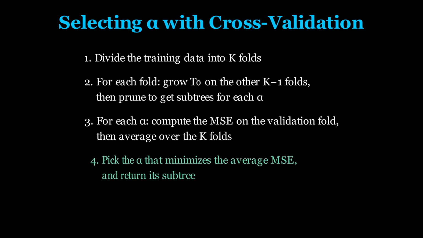Finally, choose the alpha that minimizes the average MSE across the k folds. Go back to the sequence of subtrees and select the subtree corresponding to that alpha. This subtree is our pruned tree, balancing complexity and performance.